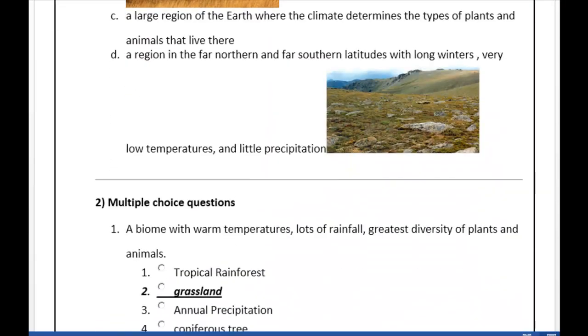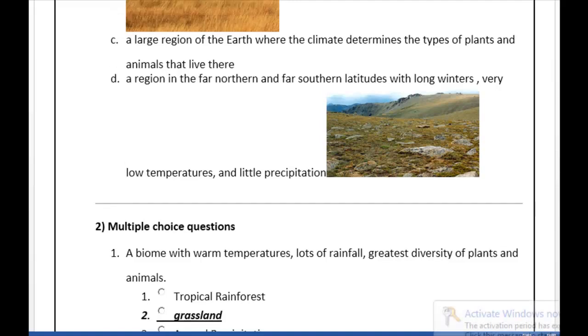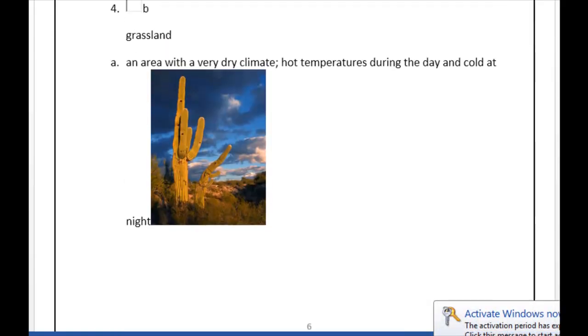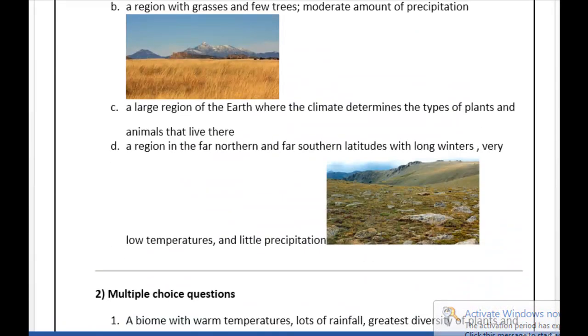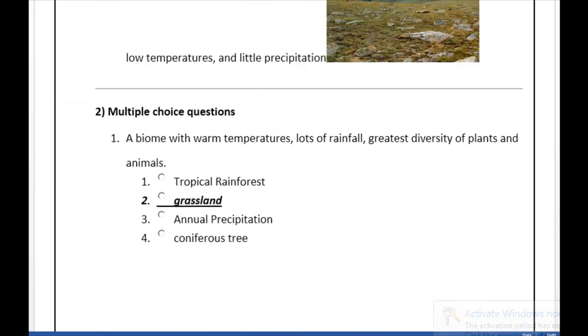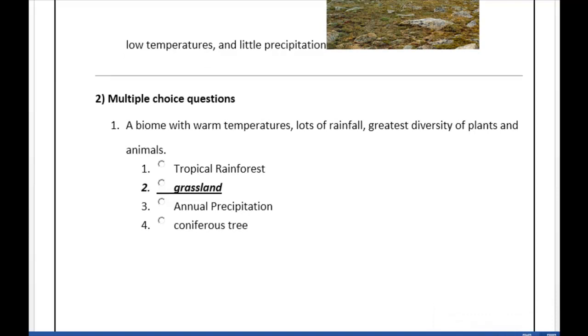Number D, a region in the far northern and far southern with the long winters, very low temperature, and little precipitation. So this is called tundra. Okay. Choose the correct answer.